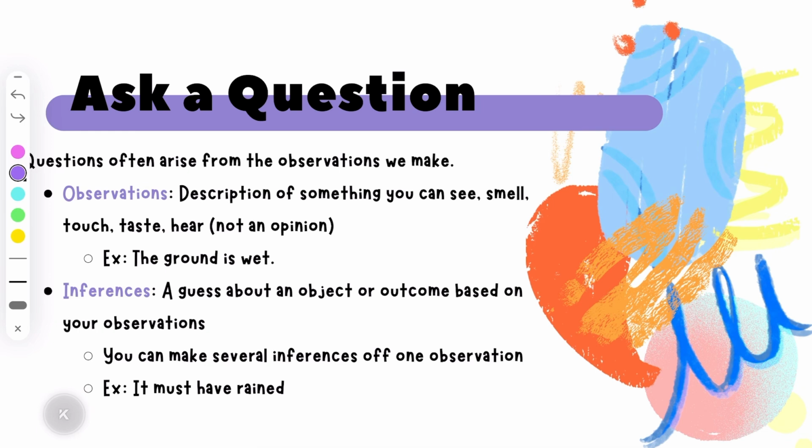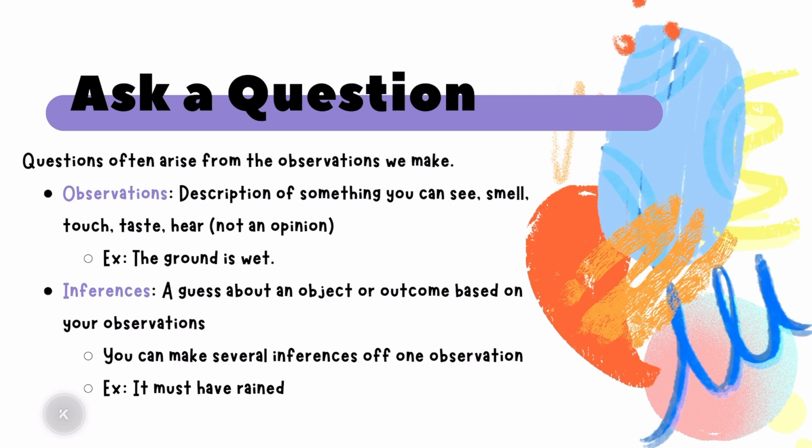So looking at asking a question. Questions often arise from the observations that we make. So first we need to define what an observation is. It's a description of something that I can see, I can smell, I can touch, hear. This is not an opinion. It is a verifiable fact because we can see it or touch it or smell it or hear it. So for example, the ground is wet. Nobody is going to need to fact check me on that because we both can see it. We both can touch the ground and feel that it is wet.